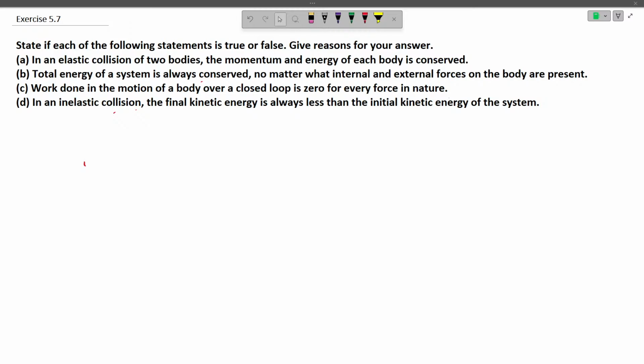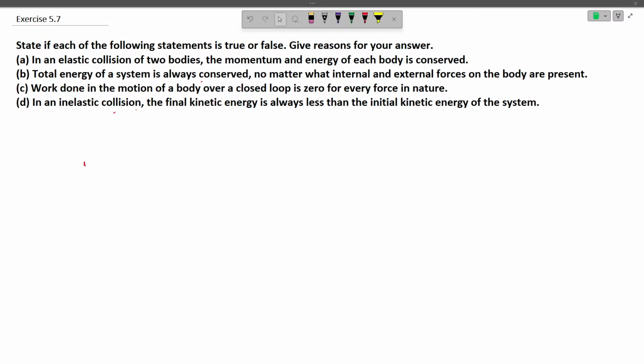Now the third question is, work done in the motion of a body over a closed loop is zero for every force in nature. This is only true for conservative force in nature. So this is again false. Now the fourth option is, in an inelastic collision, the final kinetic energy is always less than the initial kinetic energy of the system. So it is generally true because energy dissipation happens, but it is not always true.